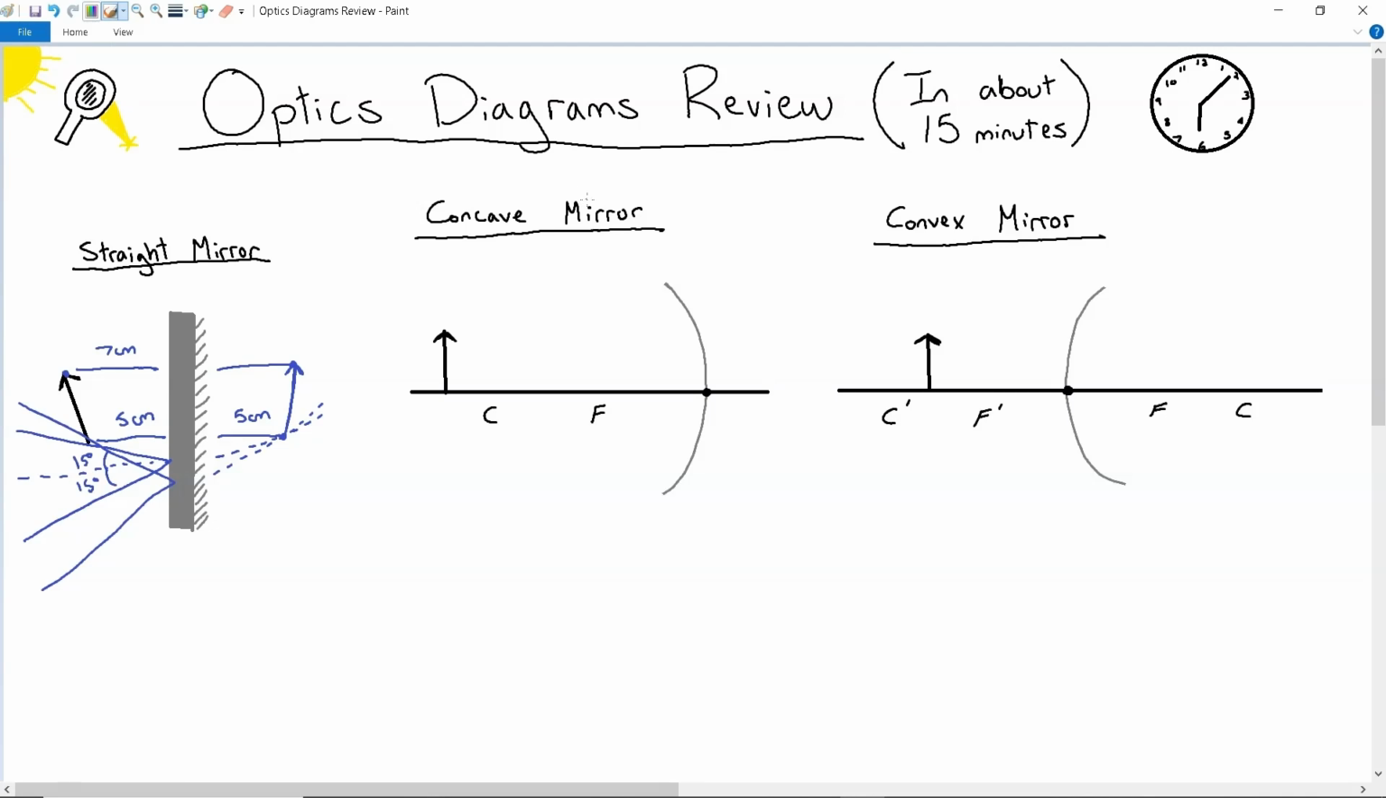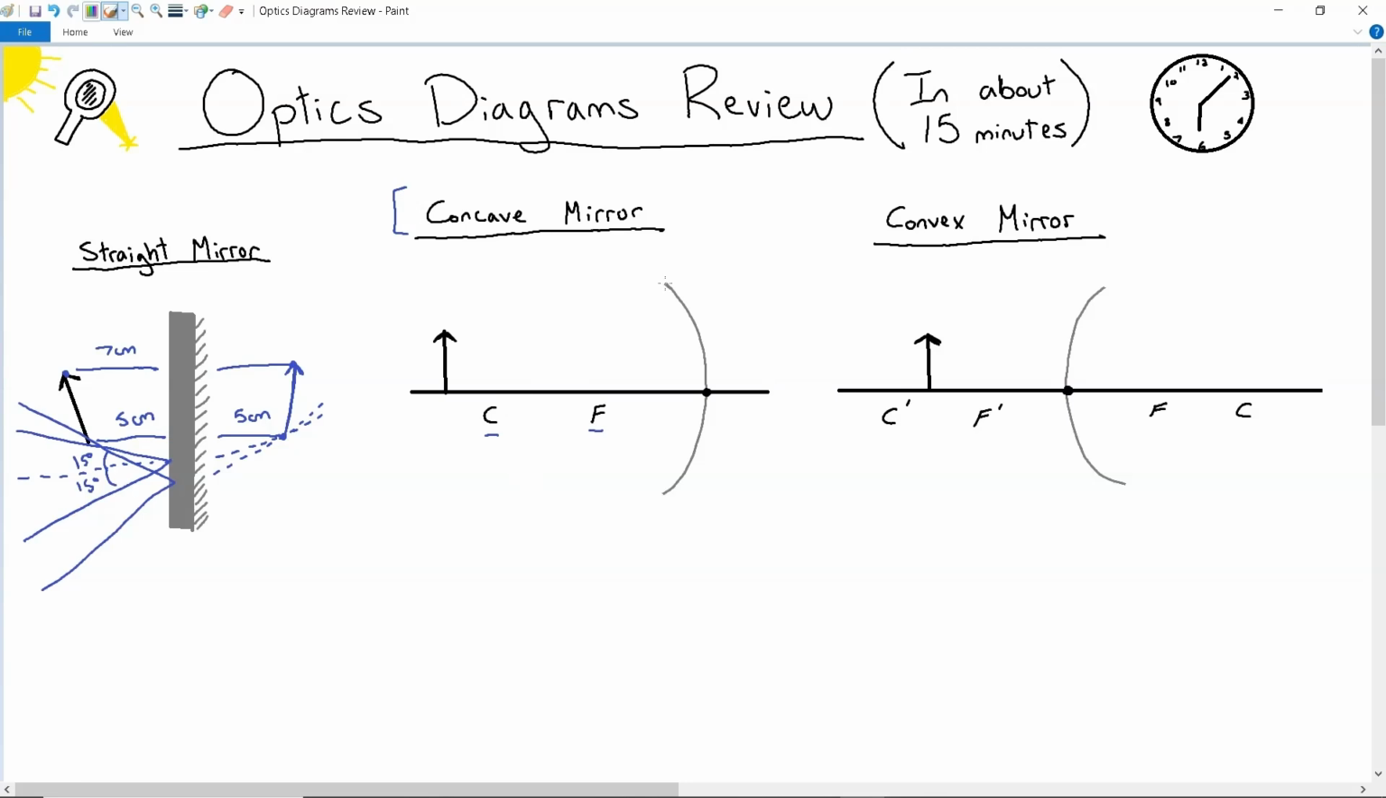Okay, now we've got curved mirrors. We're going to start with concave mirrors. Now, concave just means that the mirror is kind of caving in towards you, assuming you're starting on the left side. And we have F and C here. All these mean is focal length and center of curvature.